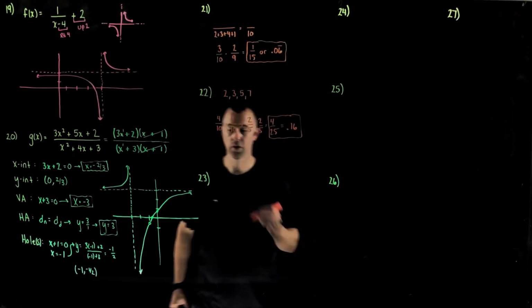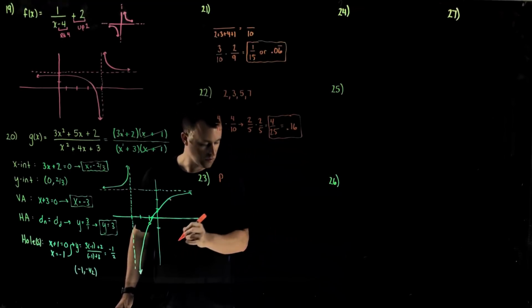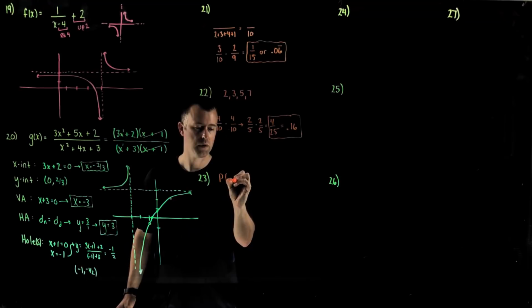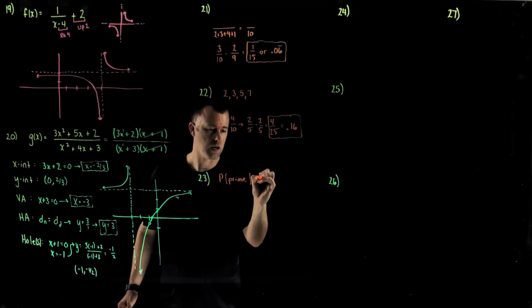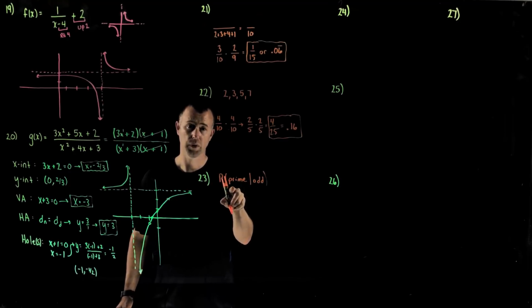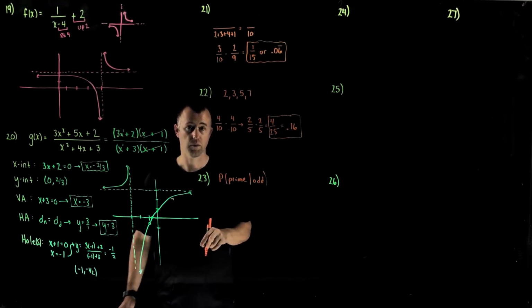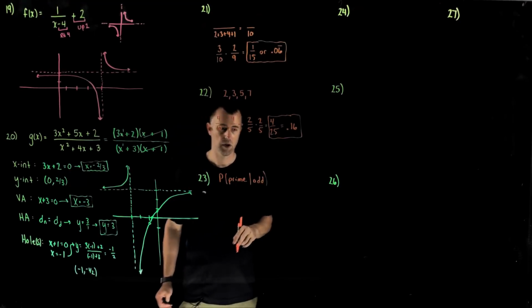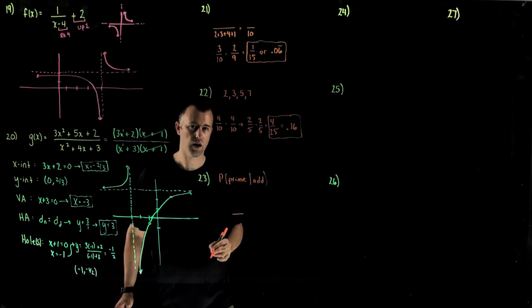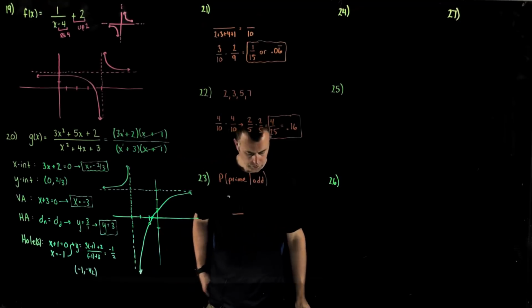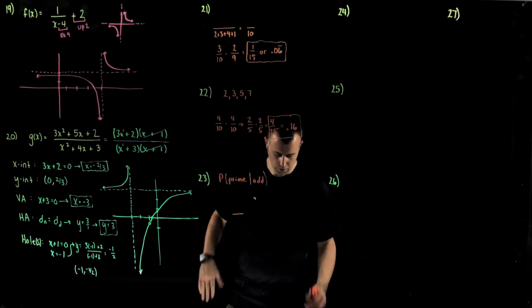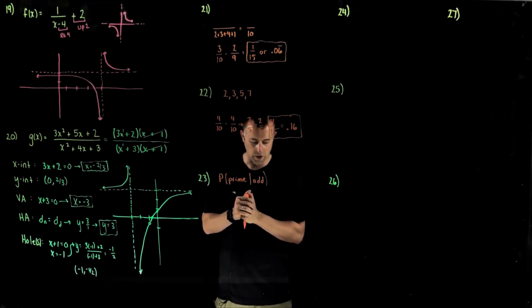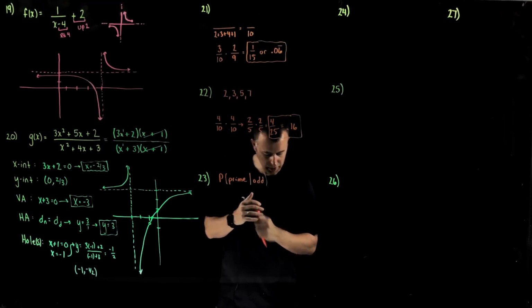And 23, a number is selected at random from the following set. Find, and then you have to know what this means, so I'm going to write it out: the probability of prime, given that it is odd. Again, find the probability of a prime number given that that number is an odd number. So our desired outcomes are the odd numbers. On 23, there are 2 different scenarios, so I'll write each one out. The first one, find the probability that it's prime given that we're selecting from the odd numbers.